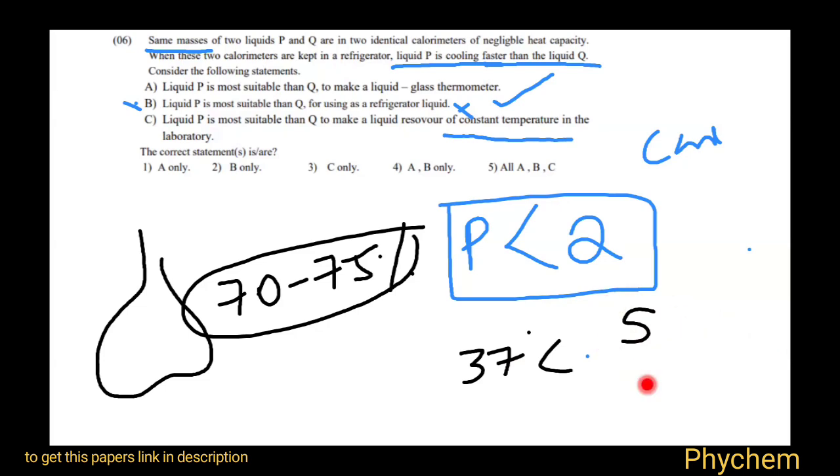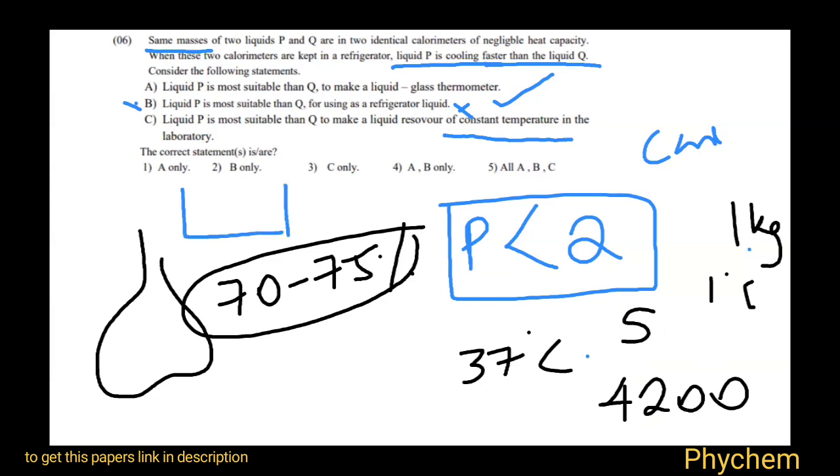You have to know the property of each material. So water is a material and water has a specific heat capacity of 4200. Which means the water needs to lose 4200 joules of energy to decrease its temperature by 1 degree Celsius for 1 kilogram of water. So you may think like this. If you want to make a liquid reservoir and you have to maintain the temperature constant, what is your expectation? The expectation is to maintain the temperature constant.